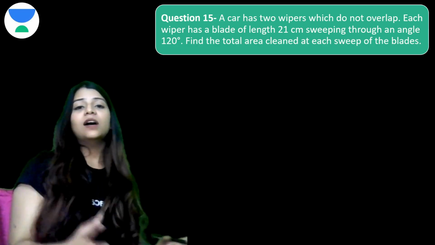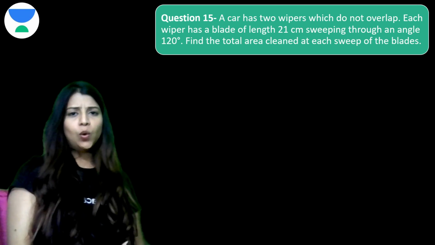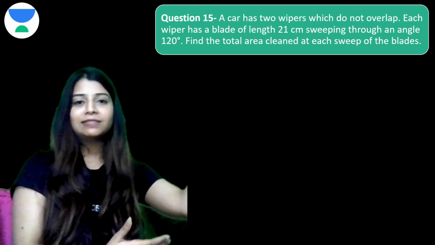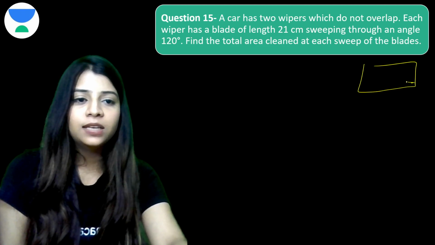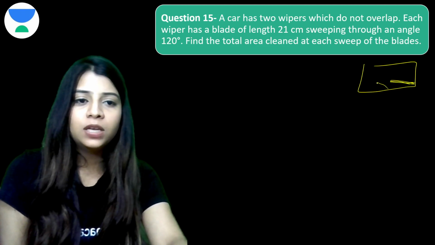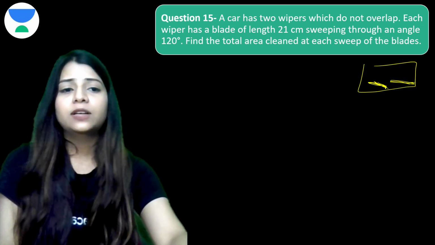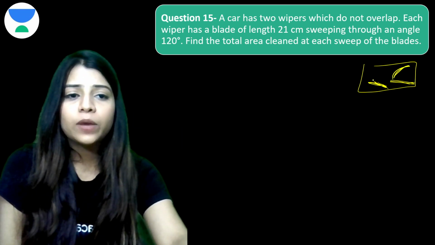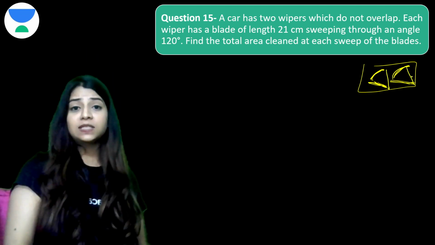So here we have, from the areas related to circle, a car has two wipers which do not overlap. We have seen the wipers moving like this and this in a car. So if I take this as a car mirror, and multiple of you might have also seen something like this, right? So these are the two wipers which are attached, and this moves this way and this way, that is without overlapping. So I can see that the area they make is a sector, right?